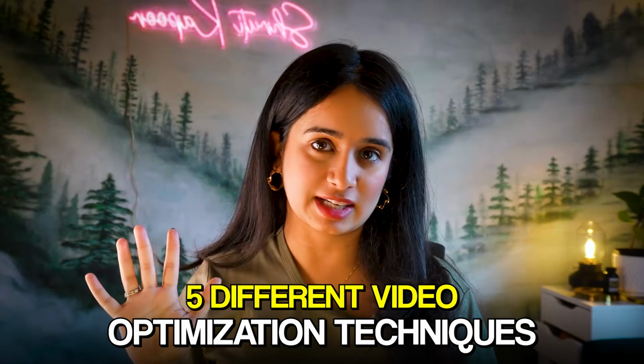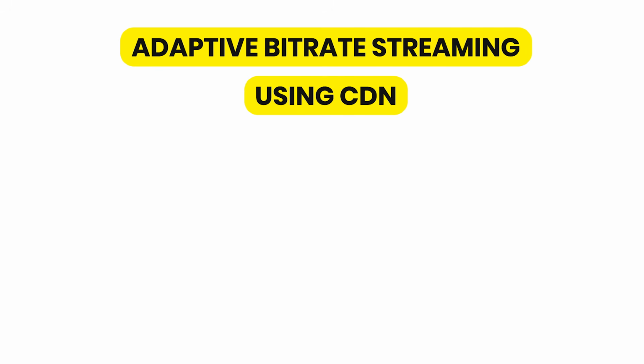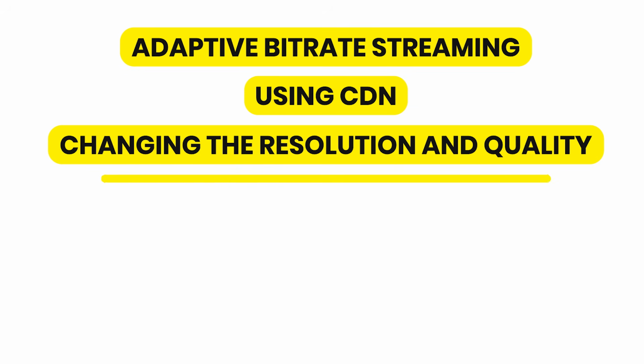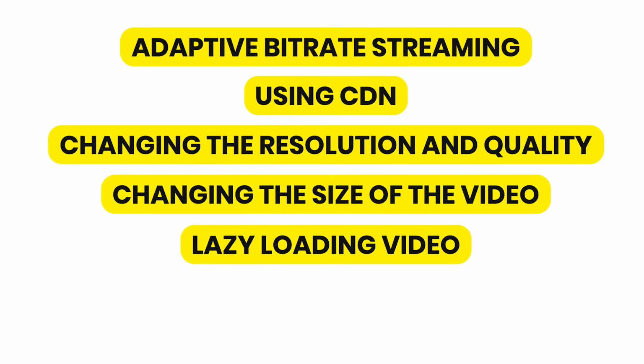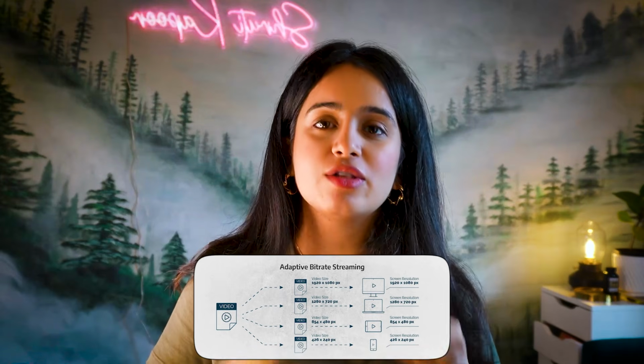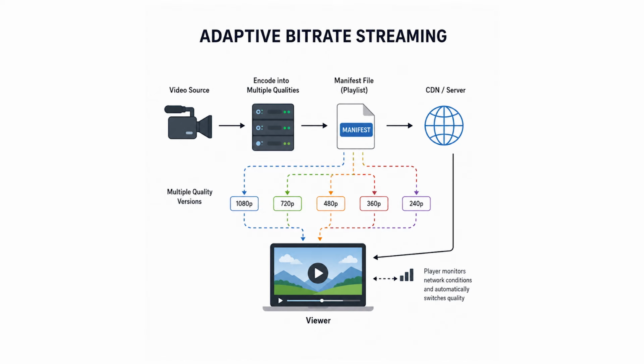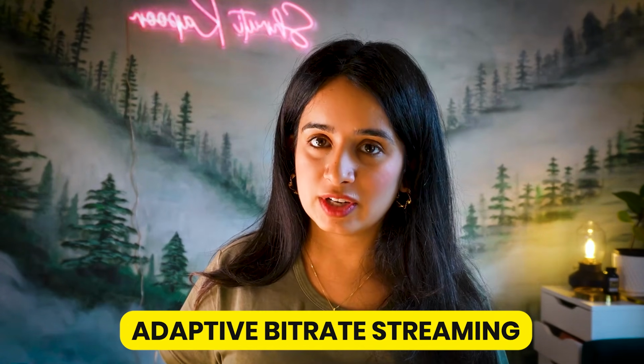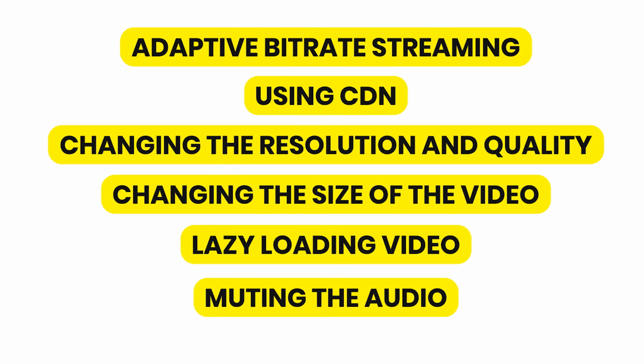So we looked at a lot today. We looked at 5 different video optimization techniques: adaptive bitrate streaming, using a CDN, changing the resolution and quality, changing the size of the video, lazy loading videos, and muting the audio. Adaptive bitrate streaming is an important technique through which you can encode one video into multiple renditions, and the browser can smartly pick which quality to use depending on your bandwidth and connection quality and your device size. So next time you have a slow video, see if you can use adaptive bitrate streaming for that video and use one of the 5 techniques we talked about to optimize the video.